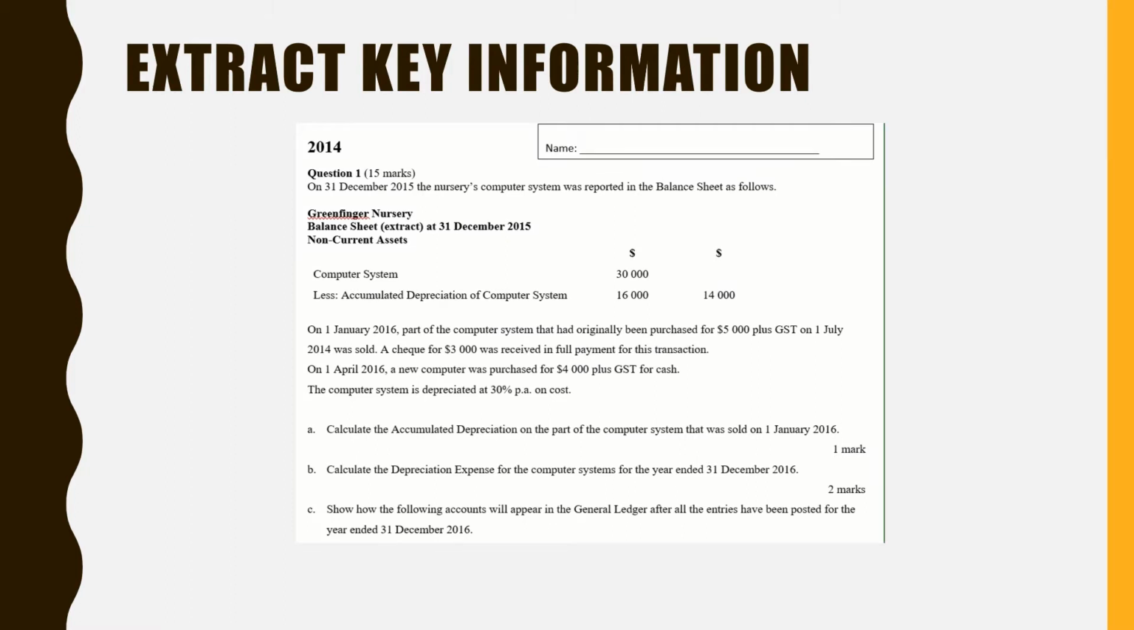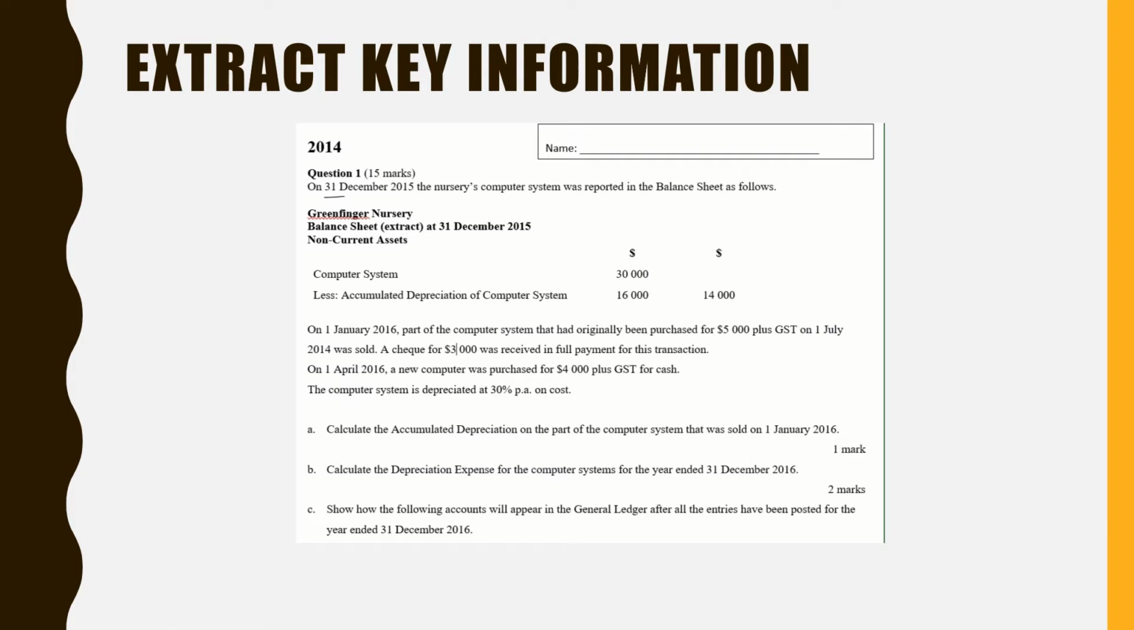Hi guys, so this exam question has been adapted from the 2014 exam question and it relates to disposal of non-current asset. As we are working through this question, I want you to take note of how I highlight key information and how I write notes on the side as well to prompt my thinking as I'm trying to find the solutions to the question.